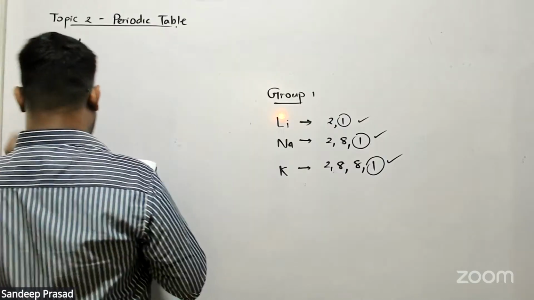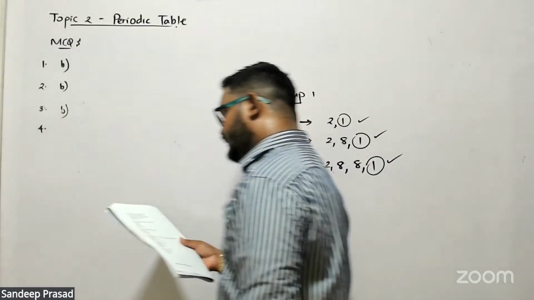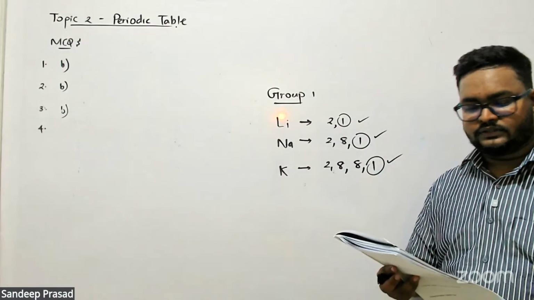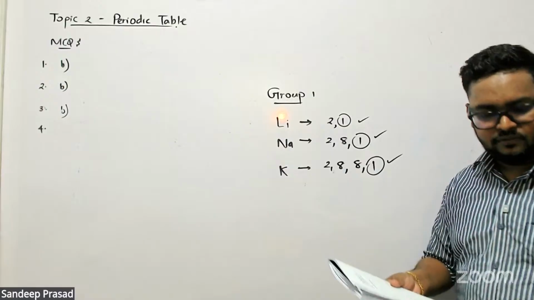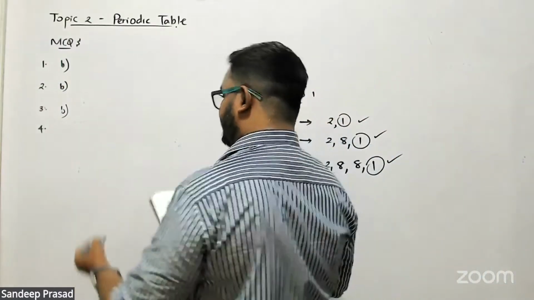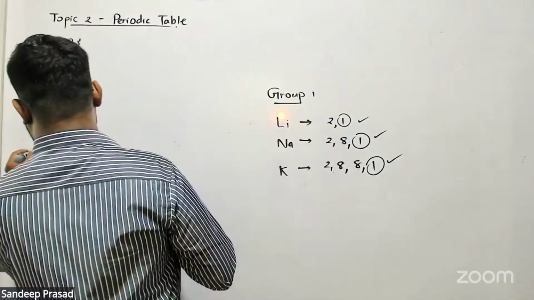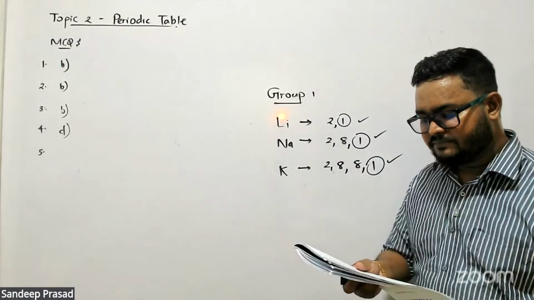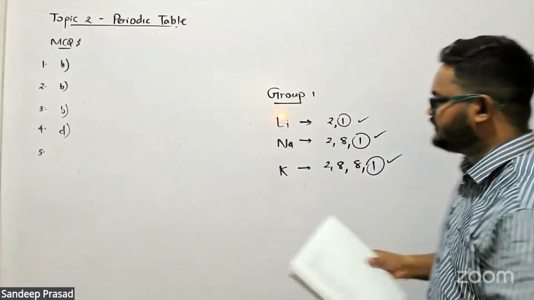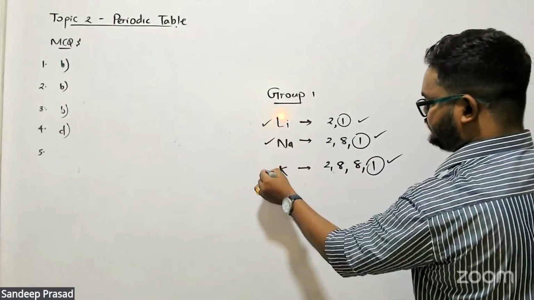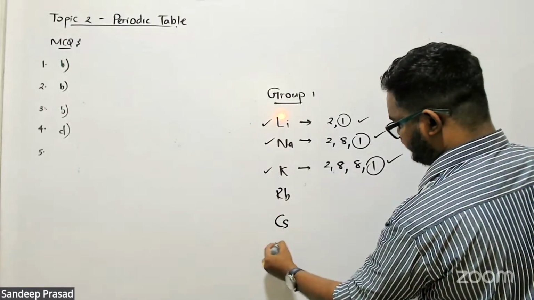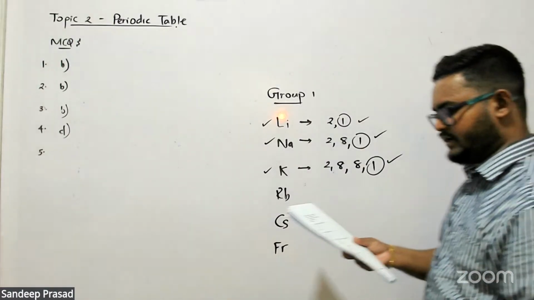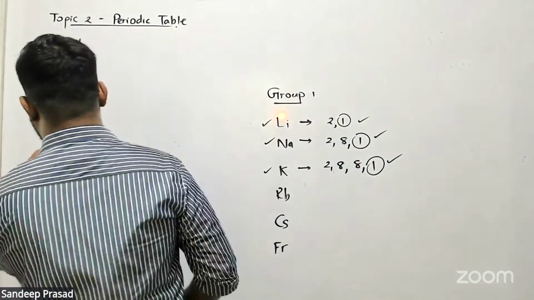Number 4. Which of the following is a noble gas? Oxygen, helium, neon, both B and C. Helium and neon, both B and C. Therefore, answer is D. Question number 5. Which element belongs to group number 1? What are the group number 1 elements? Lithium, sodium, potassium, rubidium, cesium, francium. So therefore, here they have given sodium, calcium, aluminium, nitrogen. So answer is A, sodium.